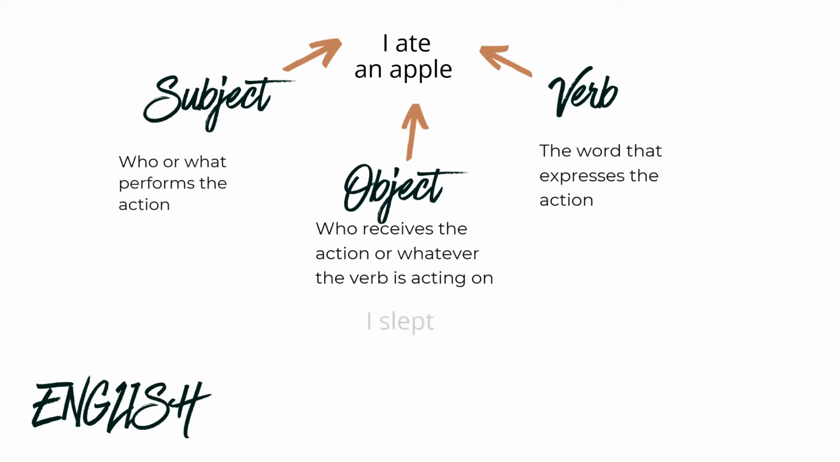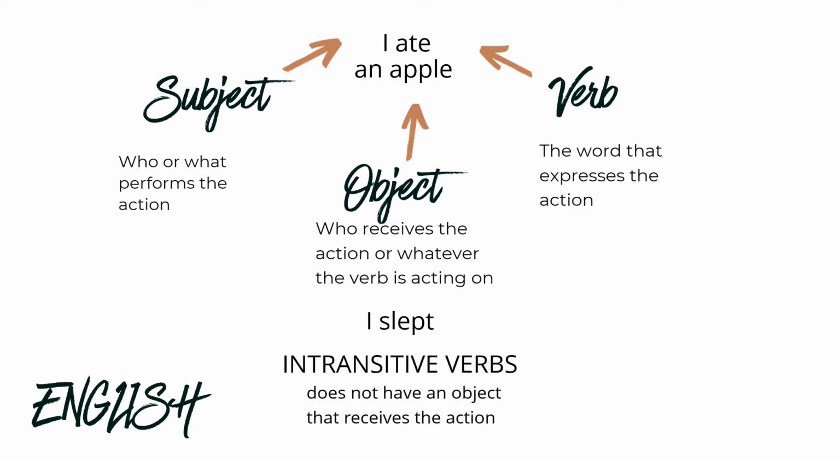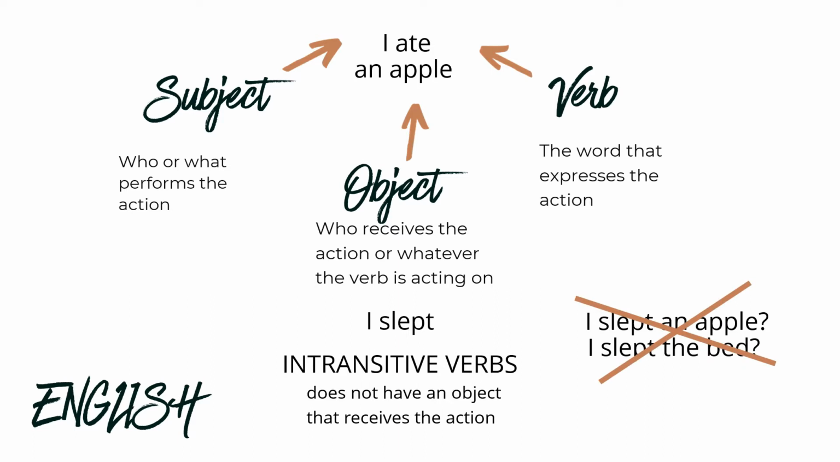But what about in the sentence, I slept? Can we add an object in the sentence? The answer is actually no. Why? Because slept or sleep is what we call an intransitive verb. And intransitive verbs do not have an object that receives the action. Like for example, we cannot say, I slept an apple or I slept the bed, right? That sounds ridiculous. I also cannot ask you specifically, what did you sleep? That's going to sound incorrect.